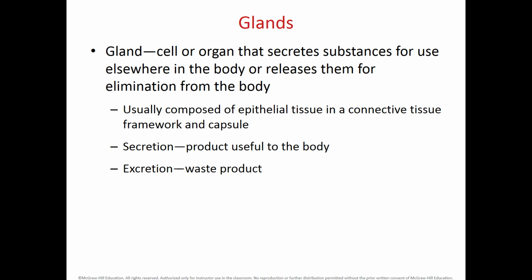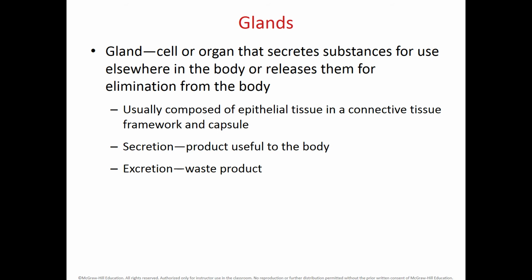Okay, so in this chapter, we also are going to talk about the glands. And glands are cells or organs that secrete substances for use elsewhere in the body. And also, these glands release substances for elimination from the body. Now, the glands are usually formed by epithelial tissue or are derivatives of epithelial tissue, and they have surrounding connective tissue that forms a framework, and some of these glands have a capsule.